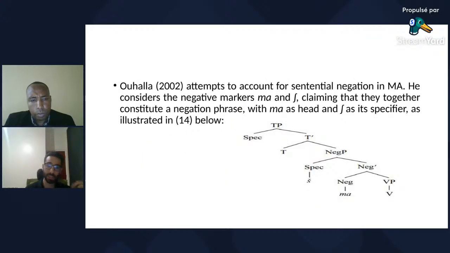Now we have another author, Uhala, who attempts to account for sentential negation in Moroccan Arabic. He considers the negative markers mentioned, claiming that together they constitute a negation phrase, with ma as a head and sh as its specifier. As illustrated here, we have ma as the head, and sh in the specifier of neg.